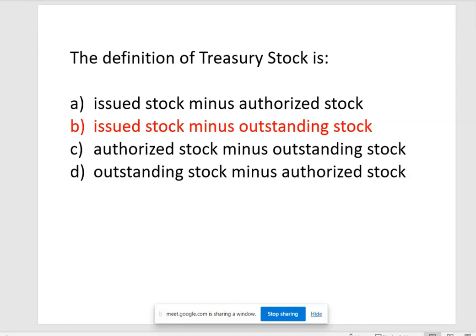Authorized stock is in the articles of incorporation, the corporation's bylaws. It would say how many shares of stock it is authorized to sell to investors. Now, they probably won't have to sell all the shares that are authorized, right? They probably don't need to raise that much money or capital. So out of that, some shares will be issued, the shares that have been sold to investors. And then outstanding stock is the shares that are still currently in the hands of investors. All the formulas like earnings per share and dividends per share are based on outstanding stock.